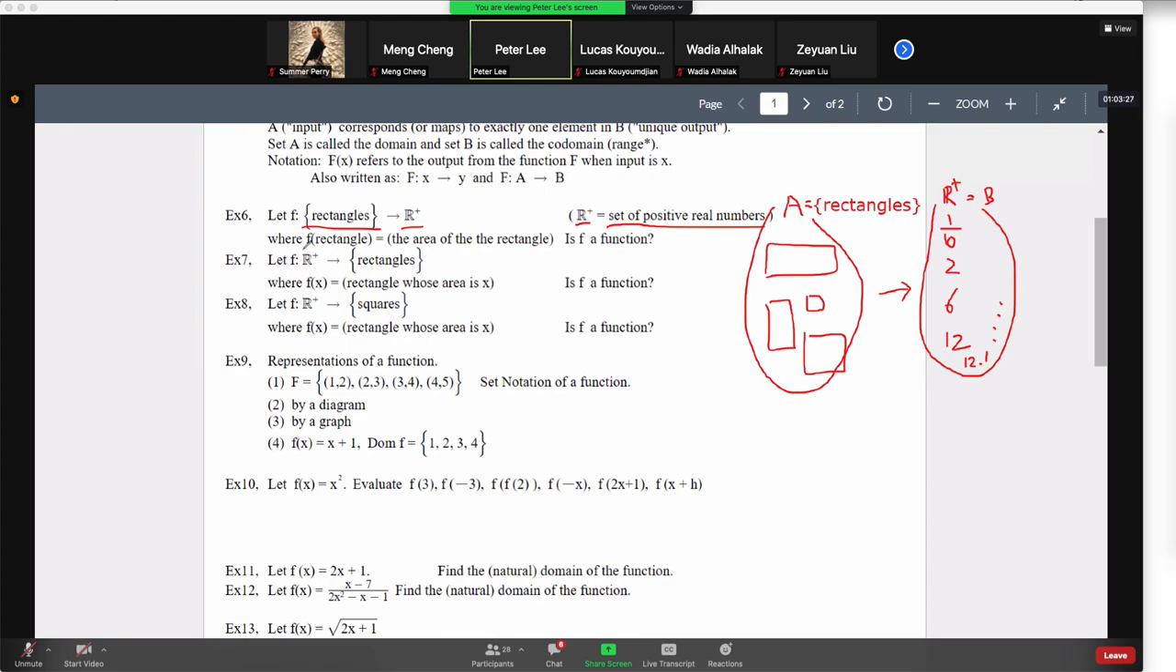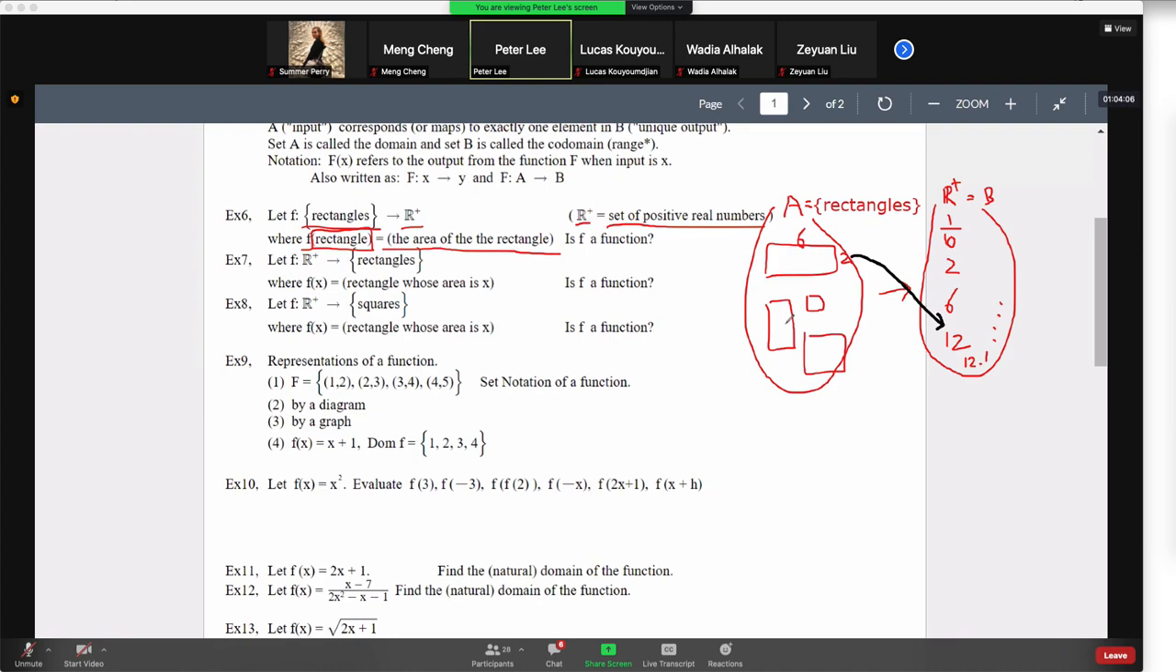A function f of the rectangle. When you put a rectangle into this function, what do you get? We will get the area of the rectangle. So if you put in a rectangle like this, let's say this side is 2, and this side is 6, then we are going to match this rectangle, 2 by 6, and make a correspondence. We match this to 12.